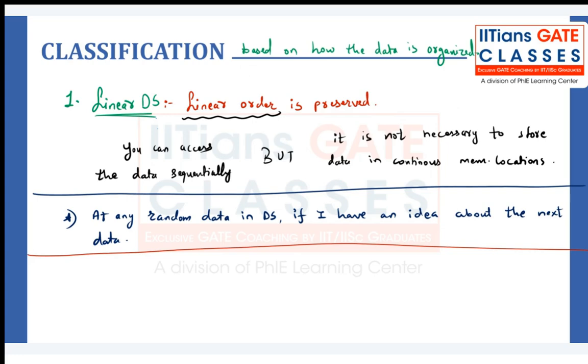So what could be different ways of preserving this linear order? Can someone tell me? There are two broad ways. One we have on screen only. The first method is on screen. If you look carefully, how can I ensure that my data structure is linear?